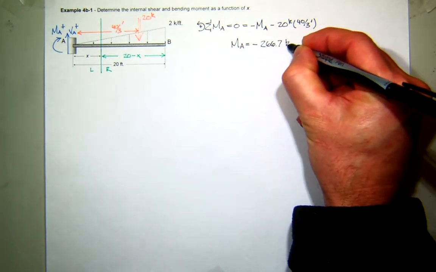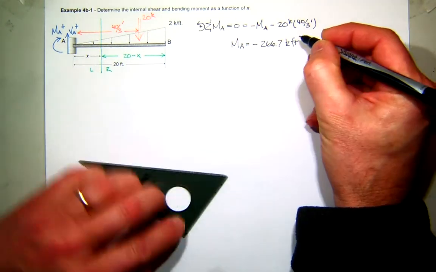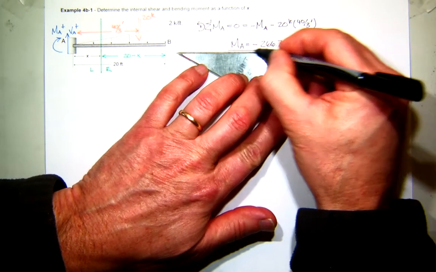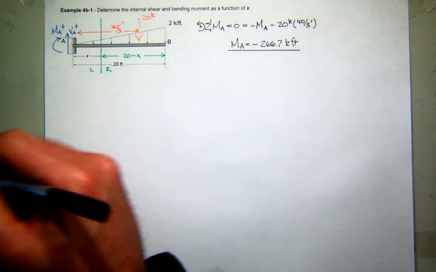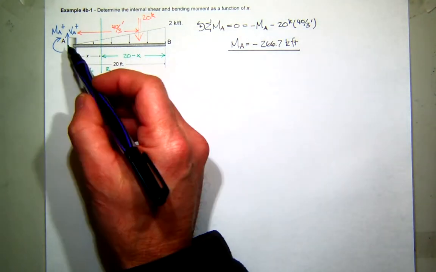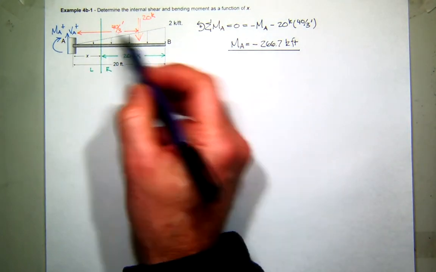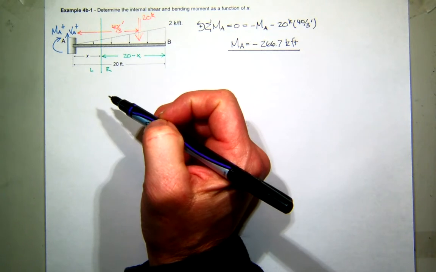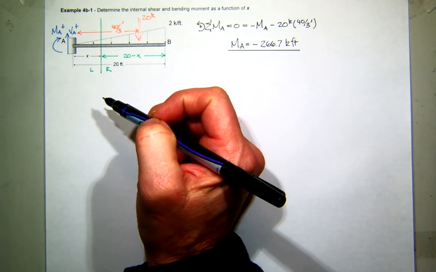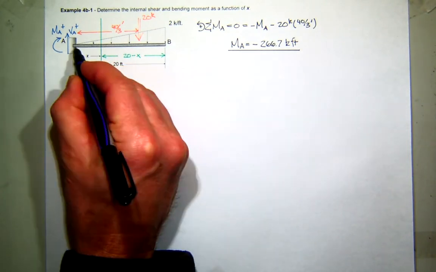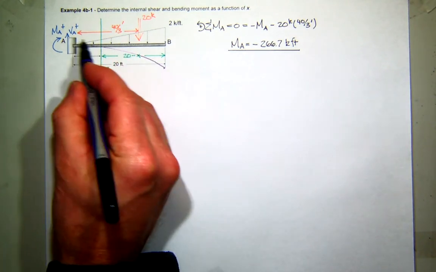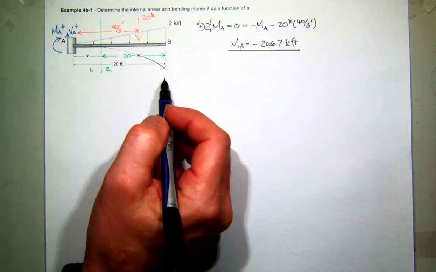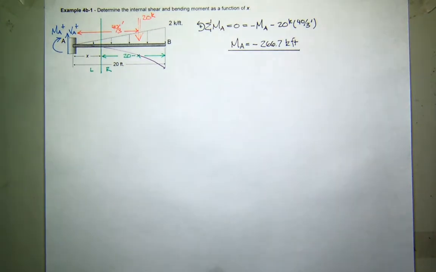266.7, and that'll be kip feet. And it comes out negative. What does that mean? Negative bending moment. Well, how do you think this structure is going to behave? Fixed at A, free at B, gravity load. How do you think it's going to deflect? Probably something like that. If you kind of look at it, that's kind of half a frown. Concave down, so that's negative bending moment.